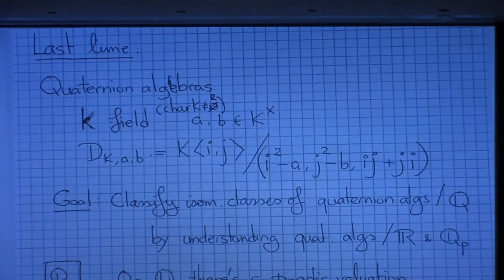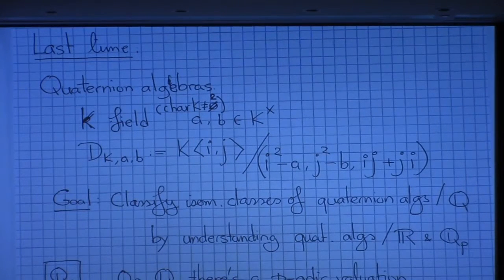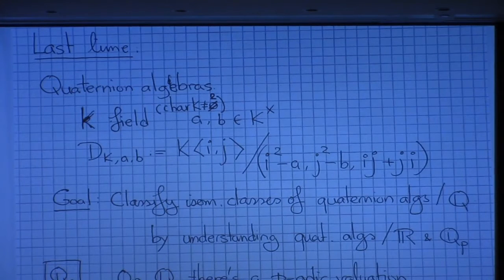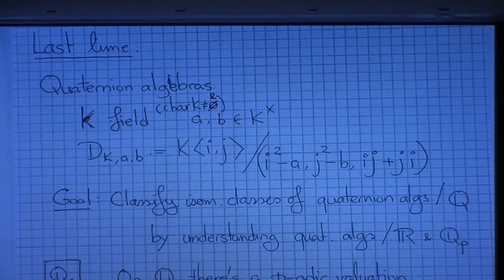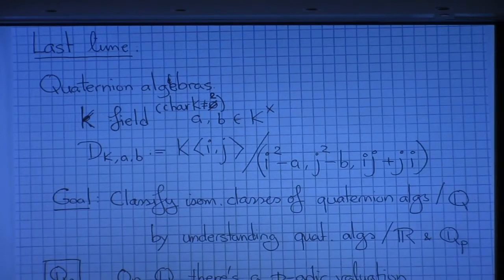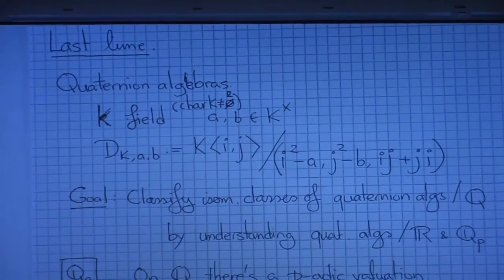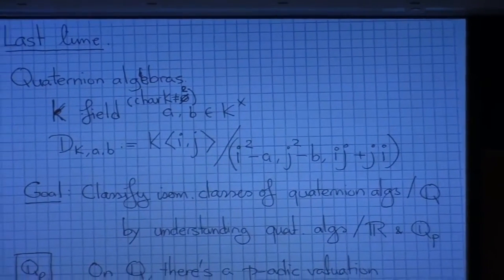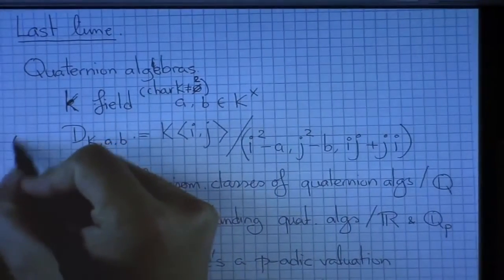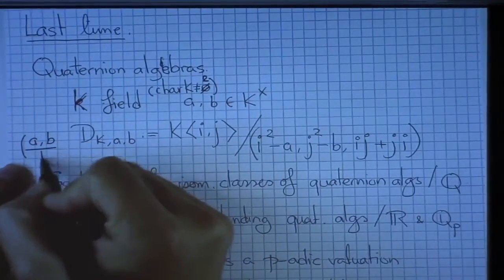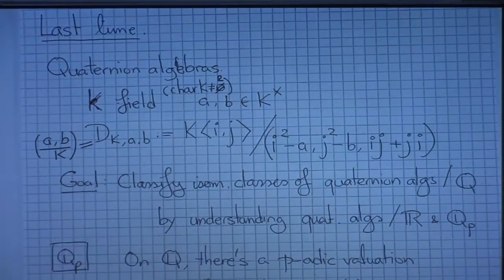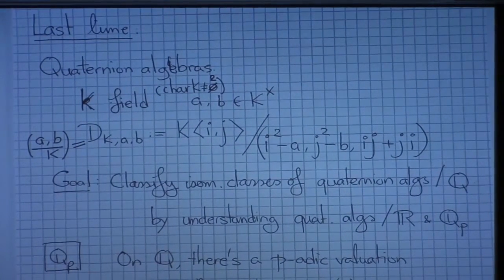We can define a quaternion algebra over K as K adjoining two non-commutative variables i and j, such that the square of i is A, the square of j is B, and ij equals negative ji. It's always 4-dimensional, with basis given by 1, i, j, and ij, which we normally denote by the little letter k. In many references this is denoted (a, b) over K. For this lecture, I'll just use D_K maybe.